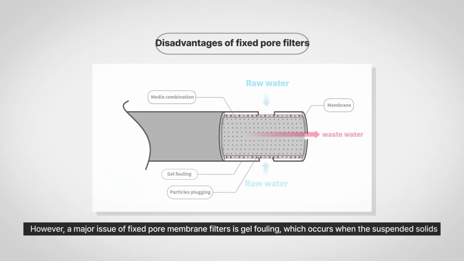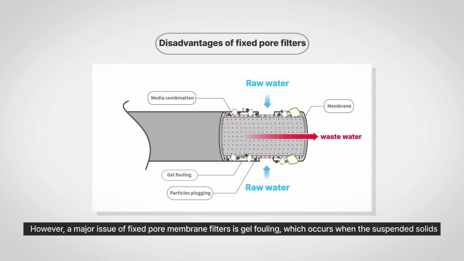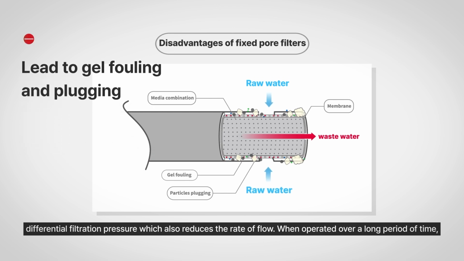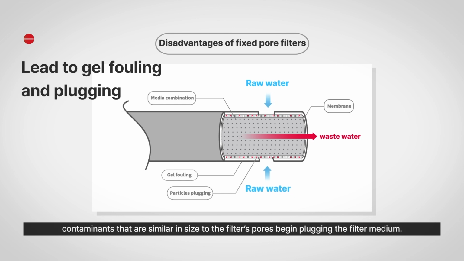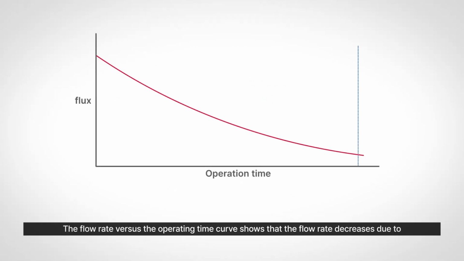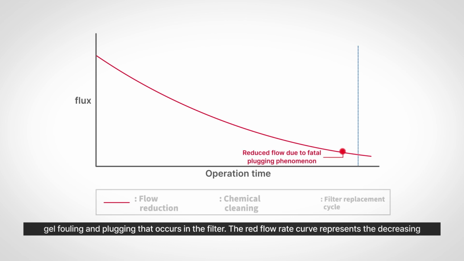However, a major issue of fixed-pore membrane filters is gel fouling, which occurs when the suspended solids and colloidal particles coat the surface over the filtration process. This leads to increased differential filtration pressure, which also reduces the rate of flow. When operated over a long period of time, contaminants that are similar in size to the filter's pores begin plugging the filter medium. The flow rate versus the operating time curve shows that the flow rate decreases due to gel fouling and plugging that occurs in the filter.